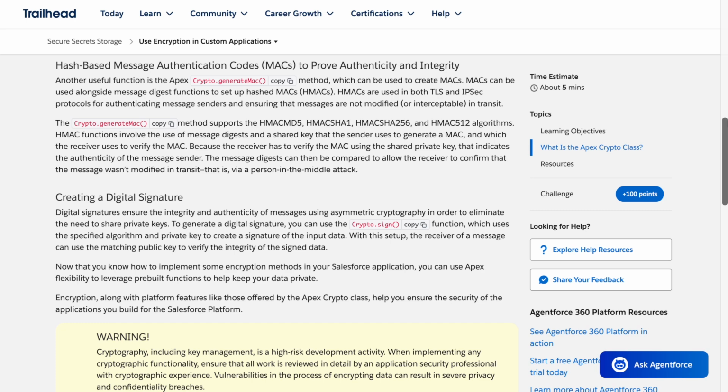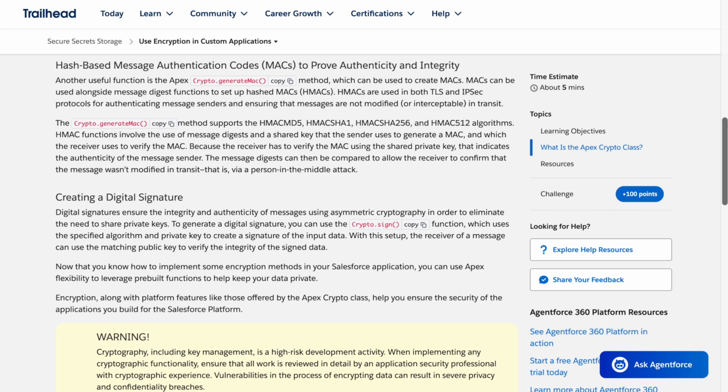Hash-based message authentication codes, MACs, to prove authenticity and integrity. Another useful function is the Apex Crypto.generateMac method, which can be used to create MACs. MACs can be used alongside message digest functions to set up hashed MACs, HMACs. HMACs are used in both TLS and IPsec protocols for authenticating message senders and ensuring that messages are not modified or interceptable in transit. The Crypto.generateMac method supports the HMAC MD5, HMAC SHA-1, HMAC SHA-256, and HMAC SHA-512 algorithms.